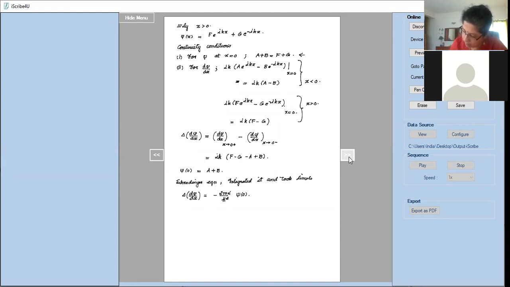Therefore, minus 2m alpha by h cross square psi of 0 is equal to ik times (F minus G) minus A plus B. And please note, this implies that minus 2m alpha by h cross square, and here you will have A plus B, is equal to ik times (F minus G) minus A plus B. So this is what we get.